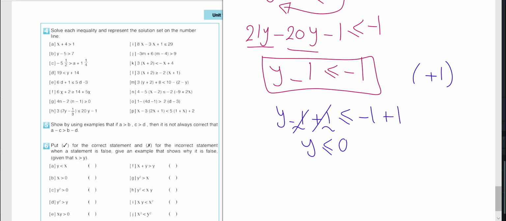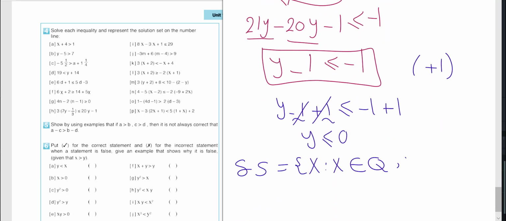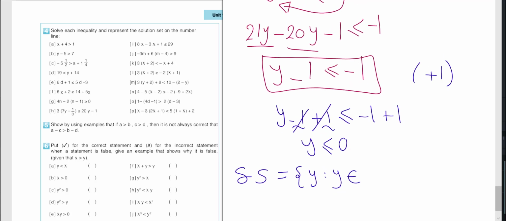So the solution set is equal to y such that y belongs to the set of rational numbers and y less than or equal 0. Okay, using the number line.